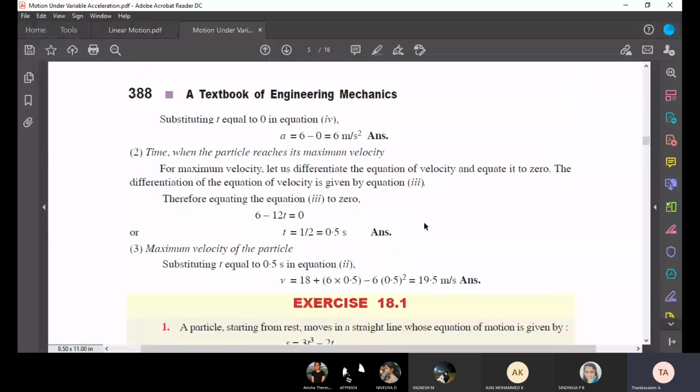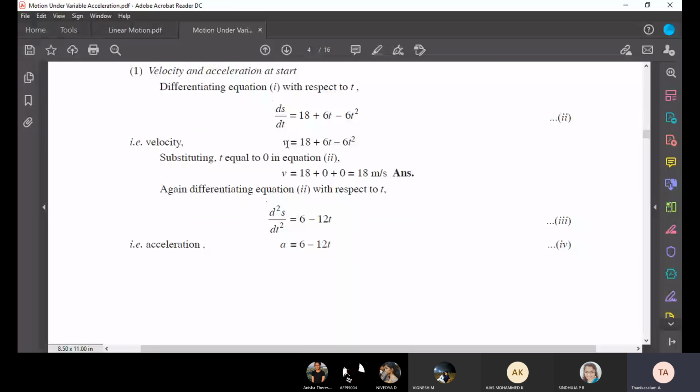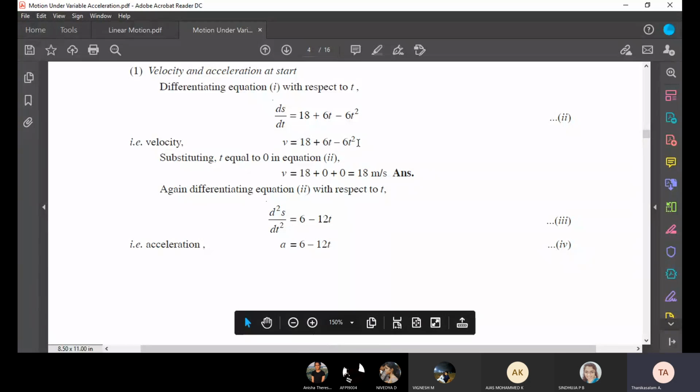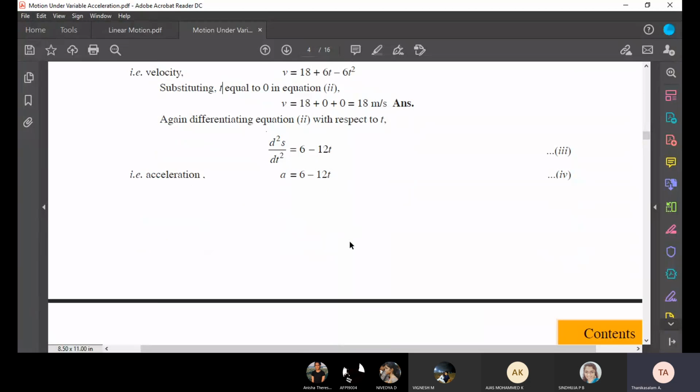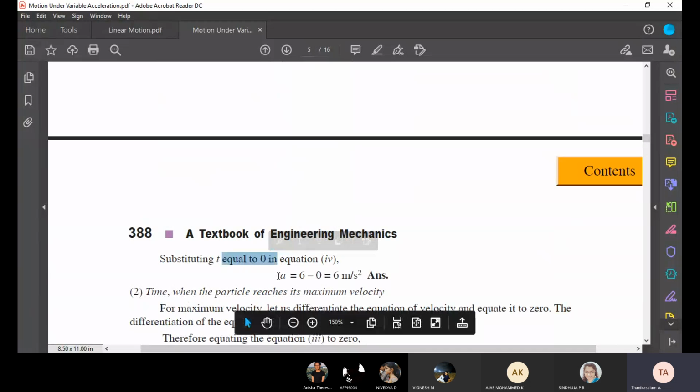Okay, that requires the second differentiation. Velocity we differentiate a second time, that is dv by dt. The derivative of 18 is 0, no? The derivative of 6t is 6, and of minus 6t squared is minus 12t. At the starting point, that means what? t equal to 0. See, we applied it, and we got the acceleration.